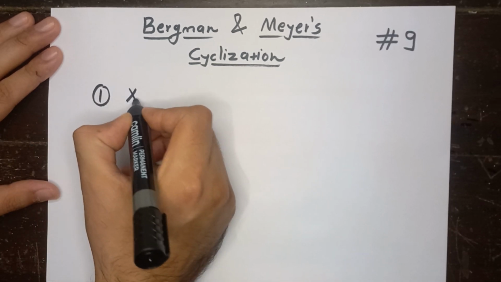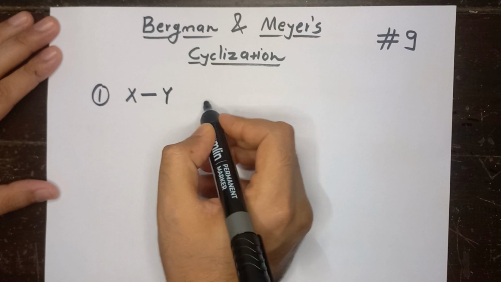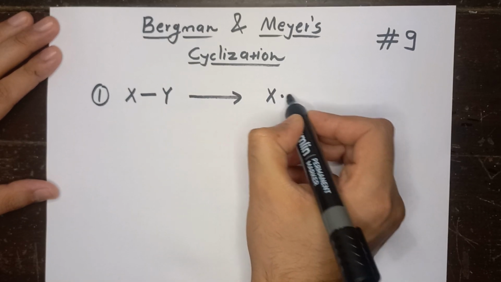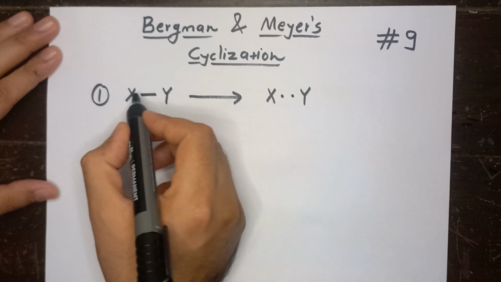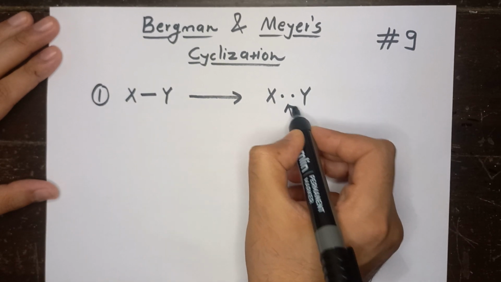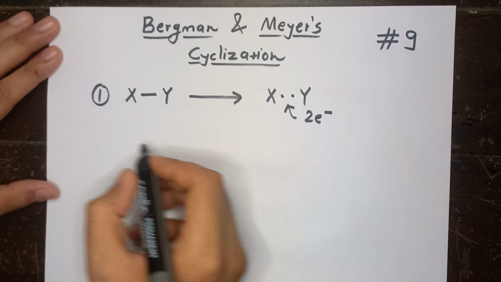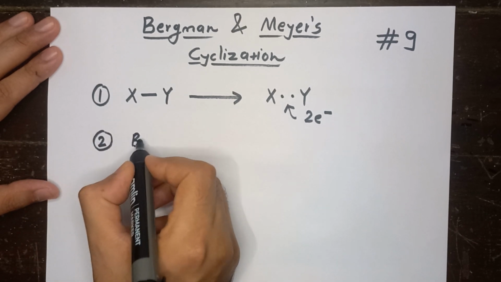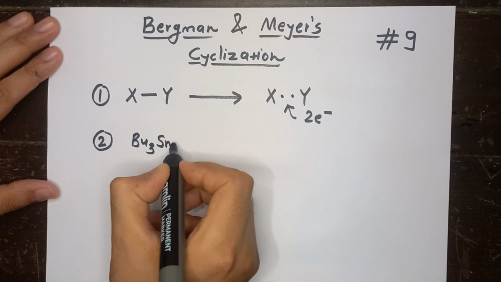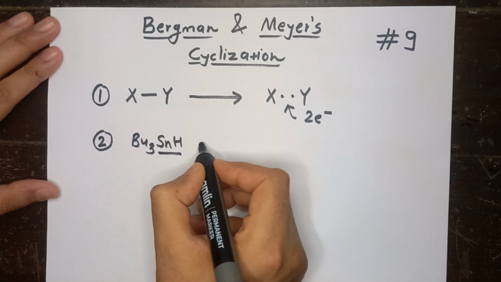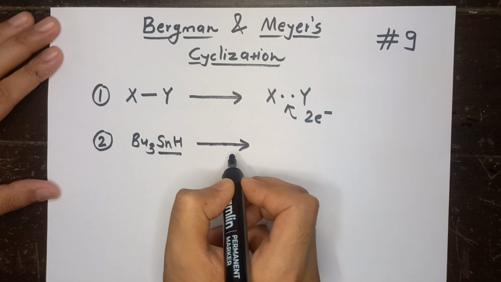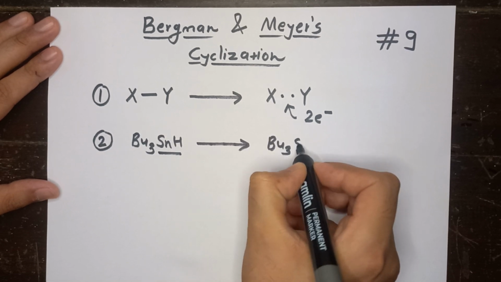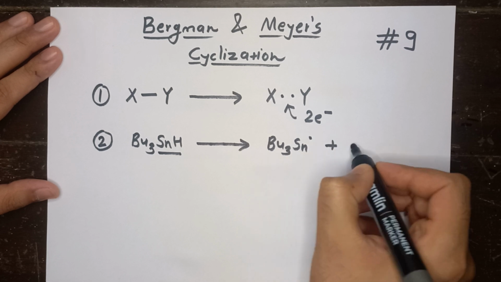So whenever you see a bond between two atoms, we need to know that we have a pair of electrons between them. So a bond represents two electrons. Whenever you see tin hydride in your reaction as one of the reagents, you need to think about radical chemistry, because tin hydride dissociates into a tin radical and a hydrogen radical.